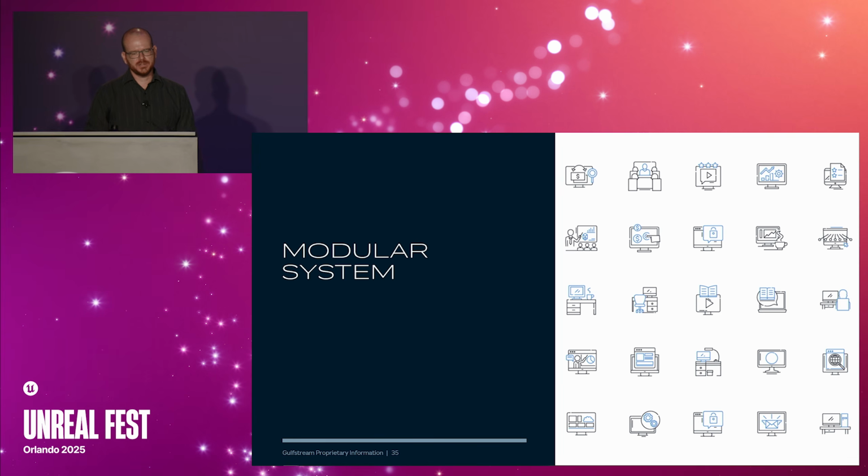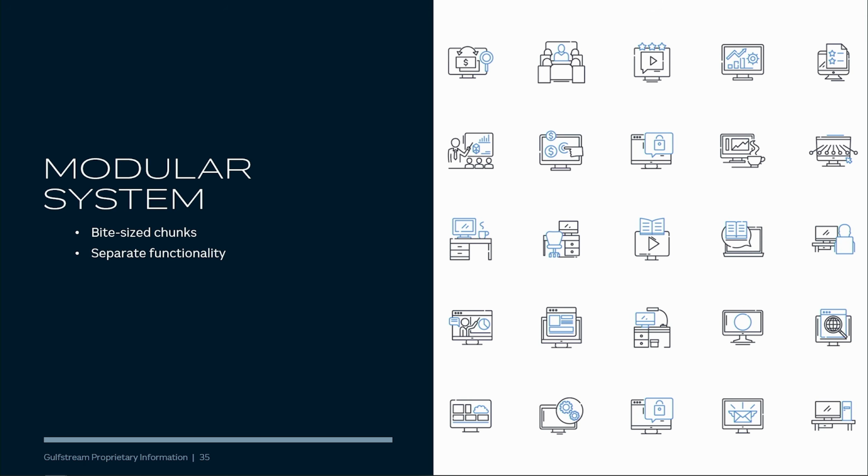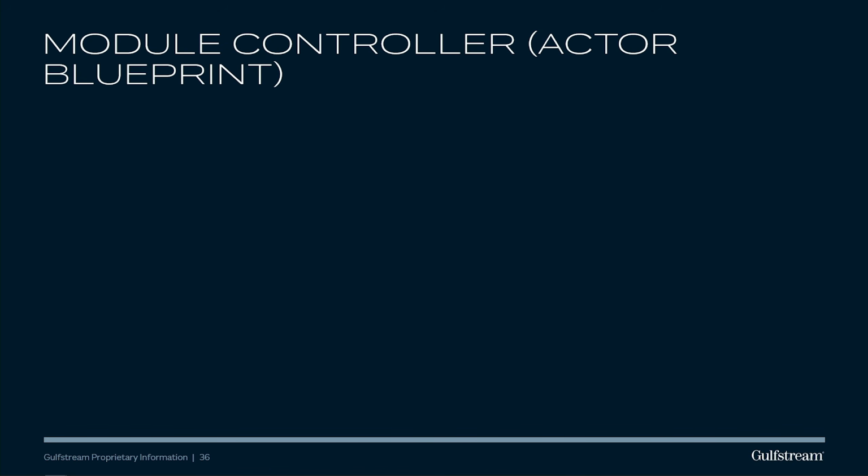All right, so modular system. Again, we wanted to create a system that has a little bit more bite-sized chunks. We wanted to be able to separate the functionality, and we wanted one group of related functions for each module rather than one blueprint to rule them all. So here's how we went about structuring that.